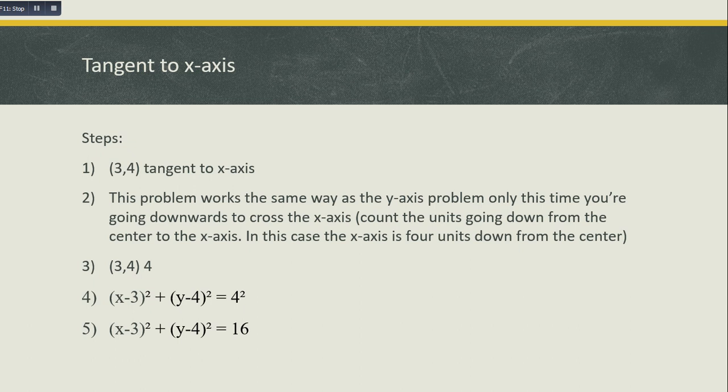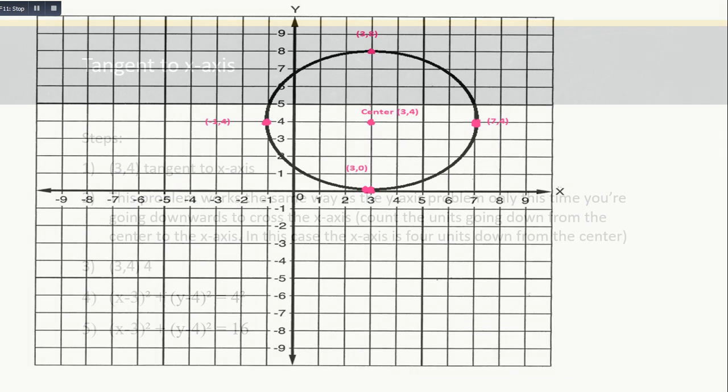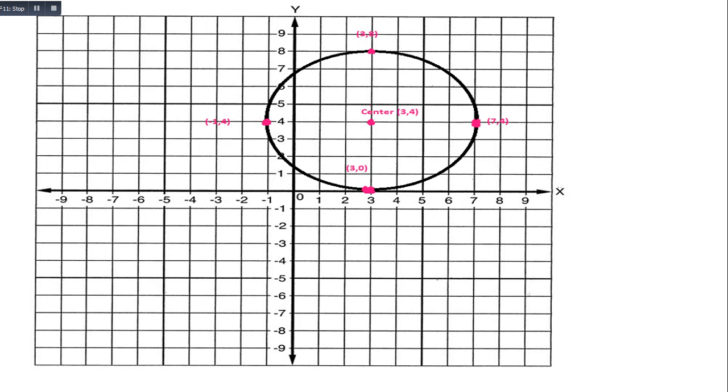So your problem becomes 3, 4, 4. So (x minus 3) squared plus (y minus 4) squared equals 4 squared. (x minus 3) squared plus (y minus 4) squared equals 16. Once again, you go up, down, left, right from your center, which is 3, 4 in this case. So you go from 3, 4 to 3, 8, which is up. 7, 4, right. 3, 0, down. And 3, 4, left.